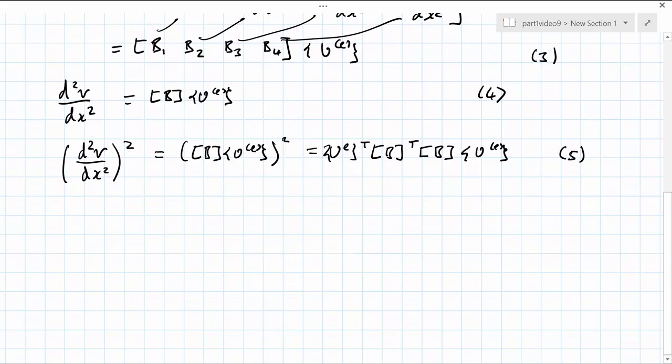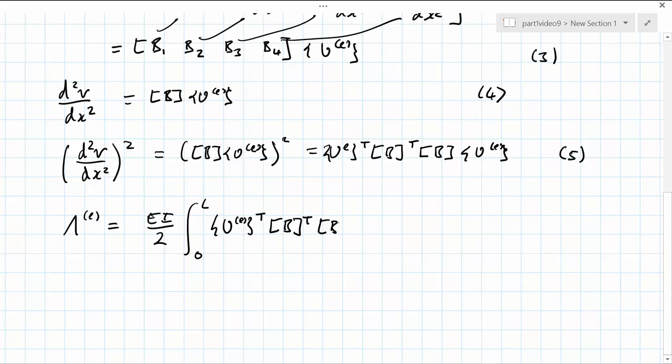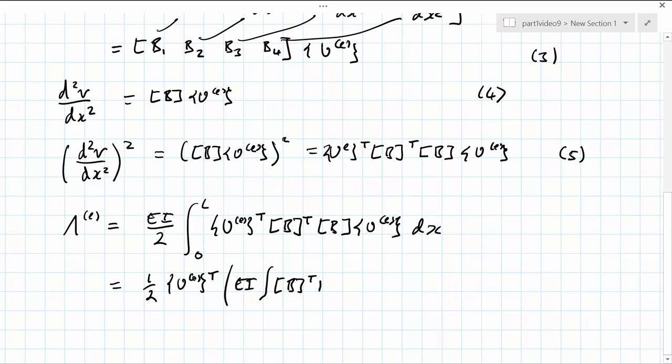So, our expression for elastic strain energy for a beam element is now given by lambda E equal to EI over 2 times the integral of ue transpose B transpose B ue integrated with respect to dx, or rewritten, half times ue transpose times EI integral of B transpose B dx times ue.